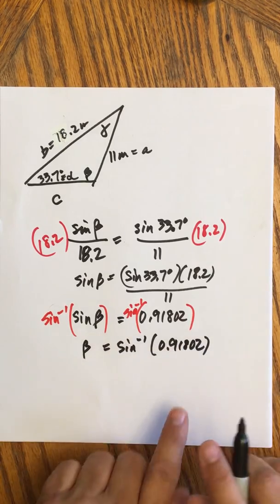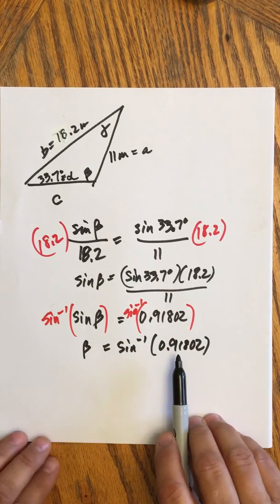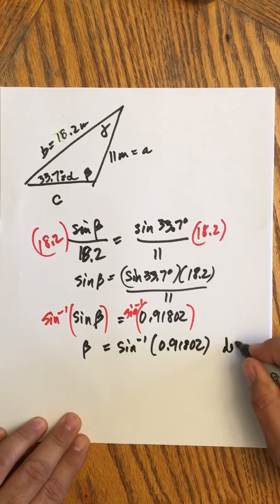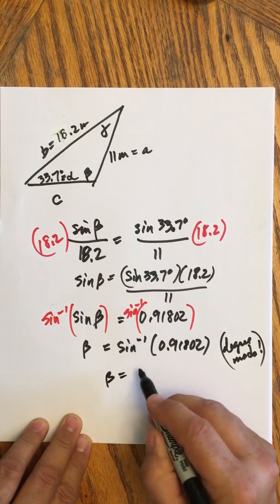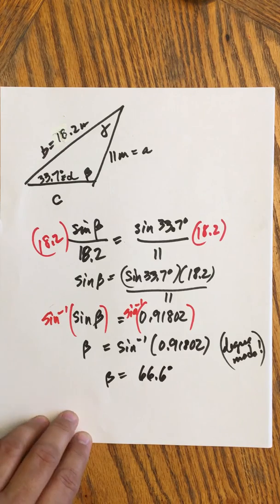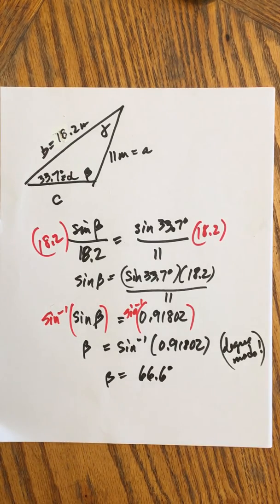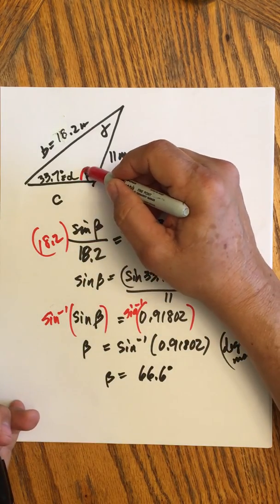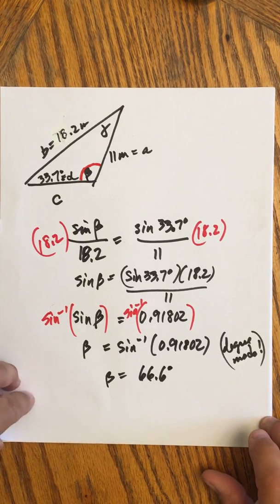Be sure you're in degree mode because we're dealing with degrees. So if you put this in and you're in degree mode, you should get that beta is 66.6 degrees. Okay. Now, let's take a look, because if I look at my picture, and this is what I'm trying to find, this angle right here, that looks to me to be a lot more than 66.6 degrees. You're like, wait a second, that's more than 90 degrees. So what do we do?